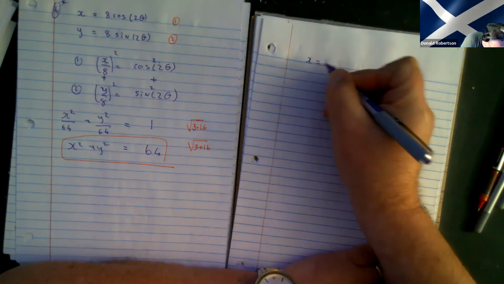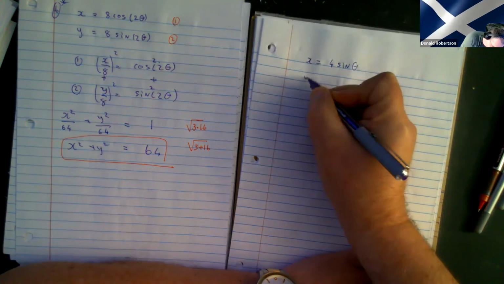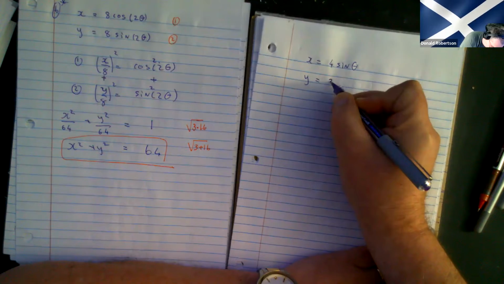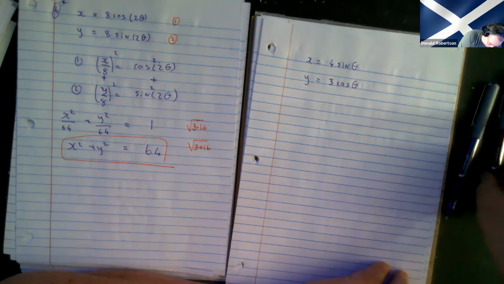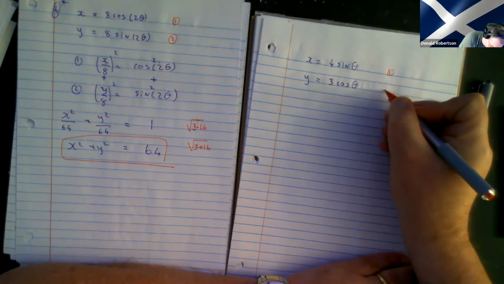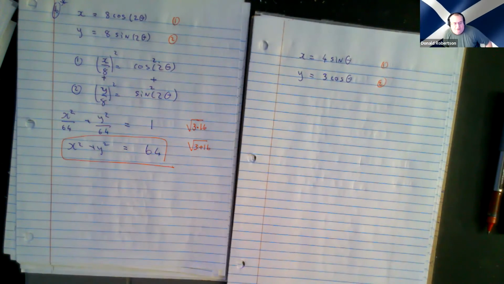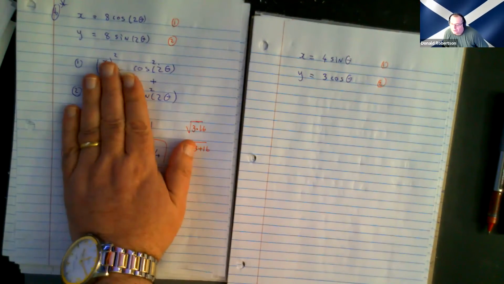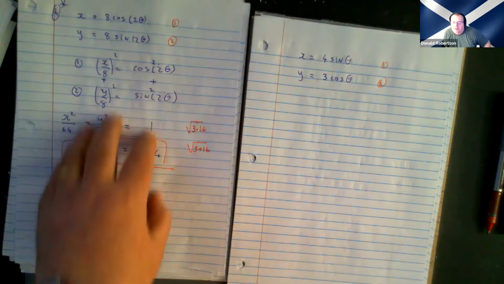Suppose x is 4 sine theta and y is 3 cosine theta. Okay, let's work on this situation, right? It's very similar. We're going to do it in a very similar way. What should I do next?